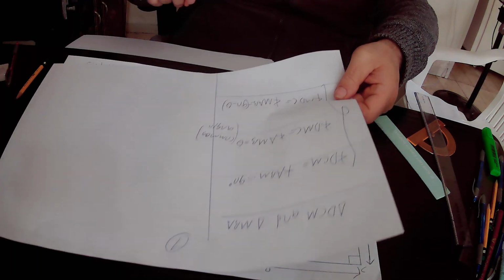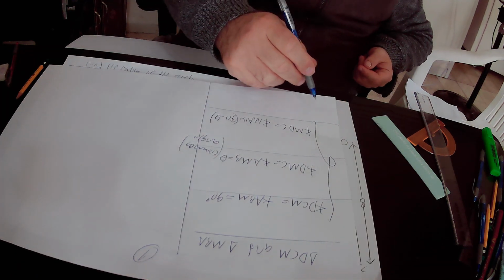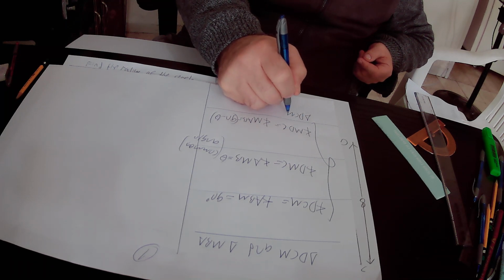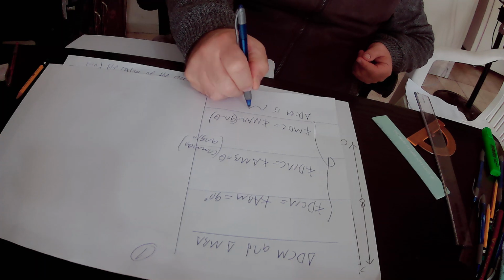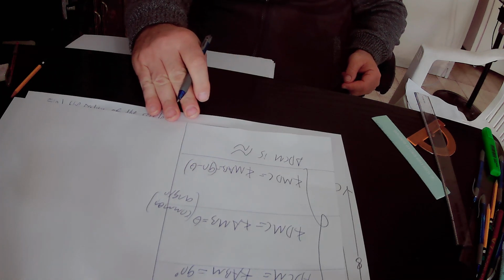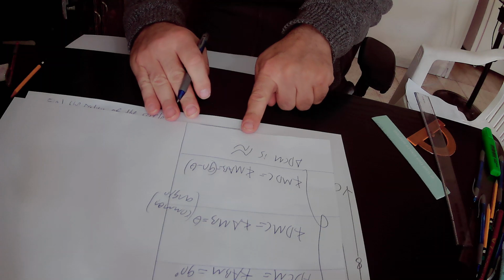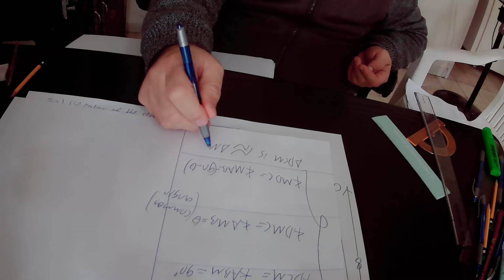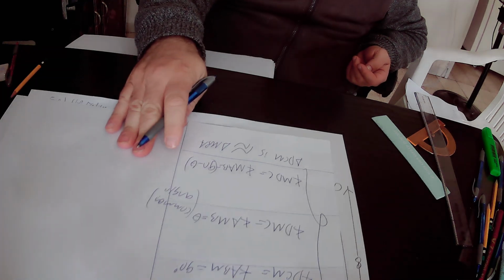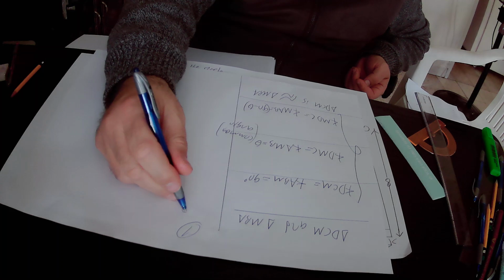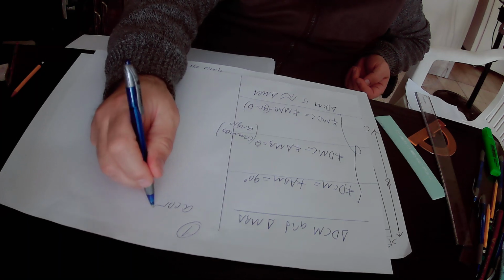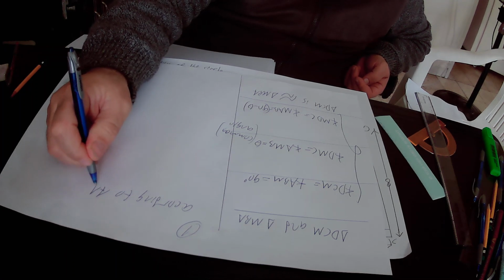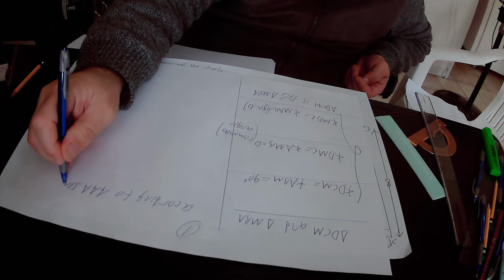So I write it down. The right big triangle DCM is similar. This is the sign of similar to the right small triangle, triangle MBA, according to the angle similarity rule.